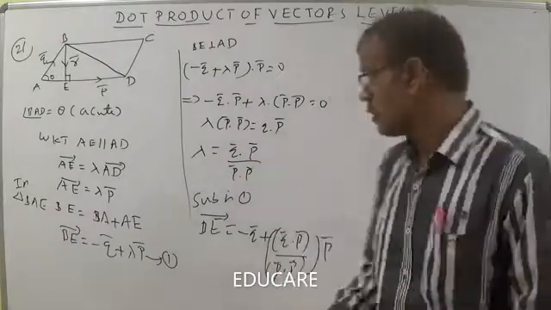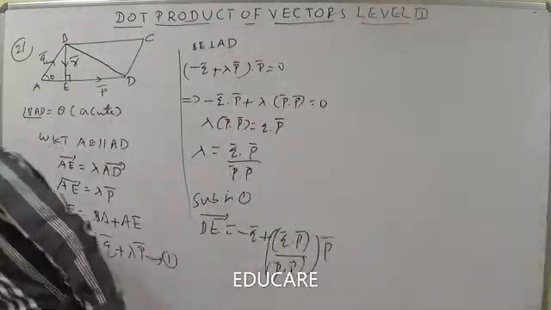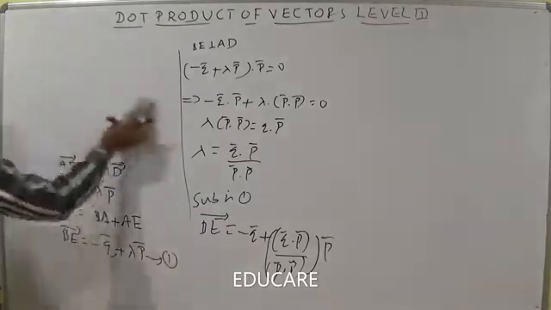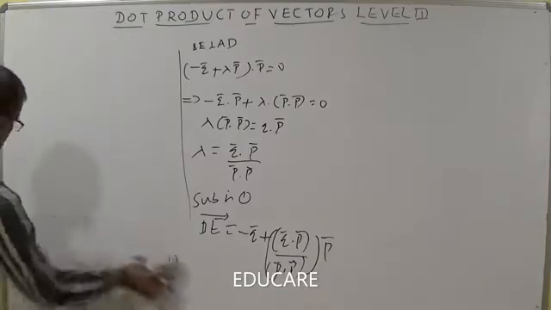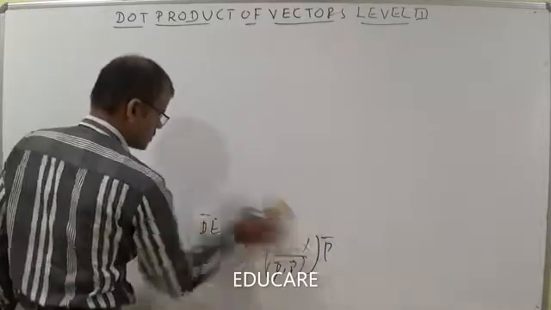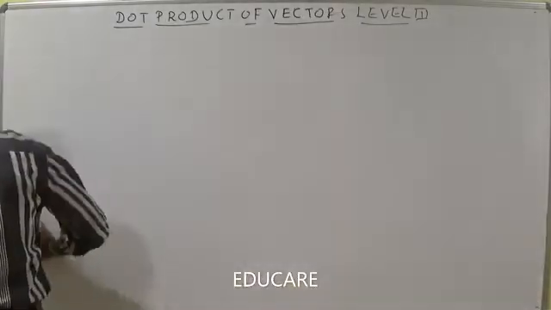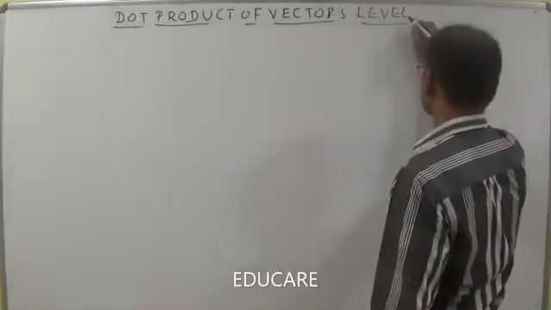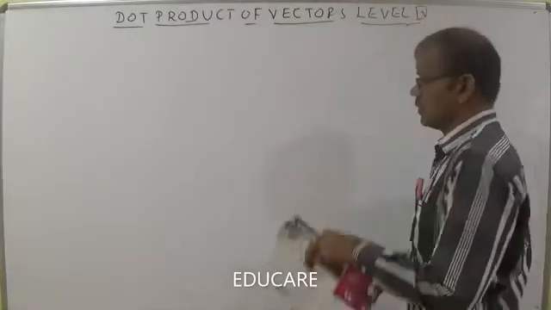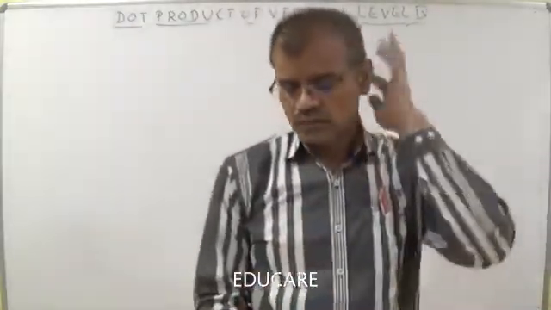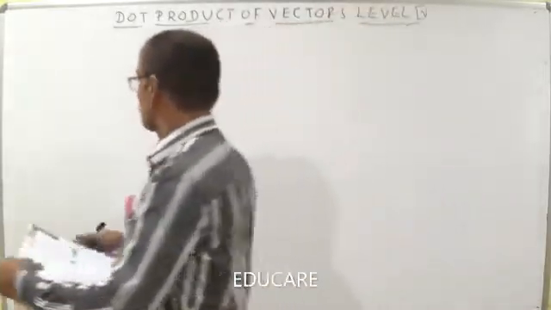That's all. Level 3 we completed in the topic dot product of vectors. Yesterday we completed until question 18, and today we discussed the remaining two sums. Now let us discuss level 4 in the dot product of vectors topic. Level 4 has a total of 8 questions. These are easy questions. Let us discuss the first question.